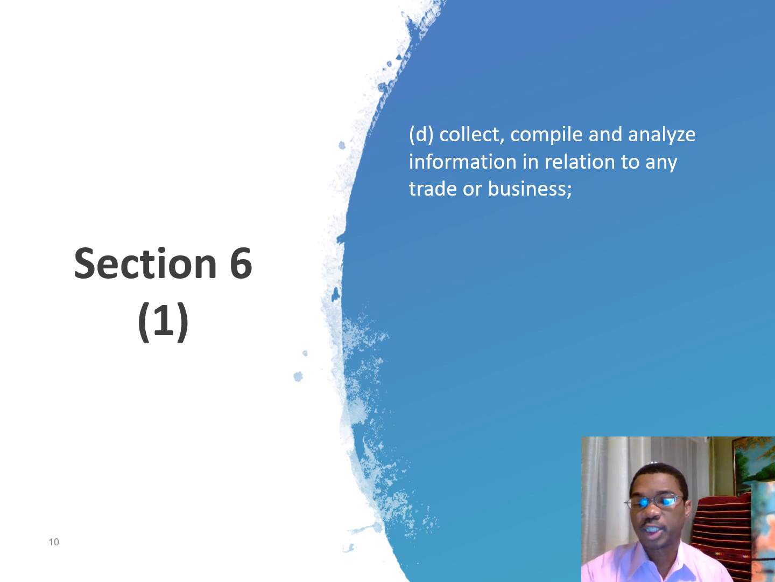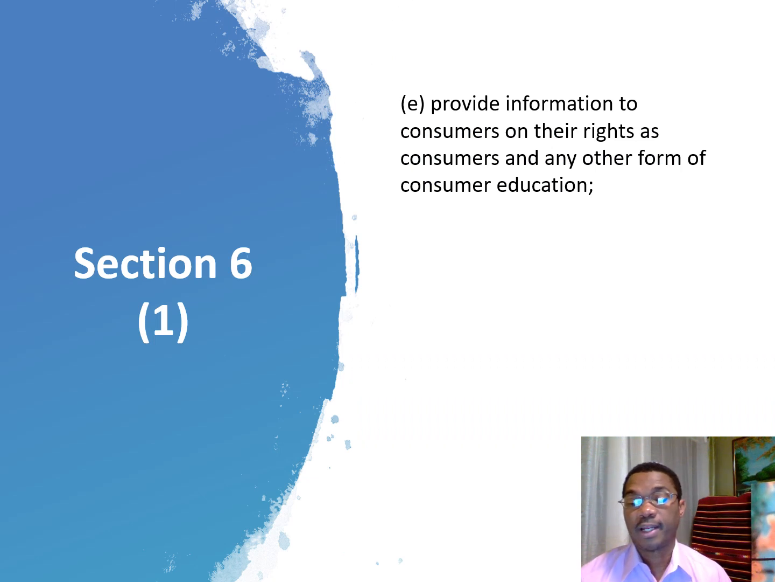So general information. And again, when you operate a market economy, then information is important, and the Consumer Protection Commission is to gather information. Fifth is found in paragraph E of section 6 subsection 1 of the Consumer Protection Act, and that is to provide information on the rights of consumers and any other consumer education.